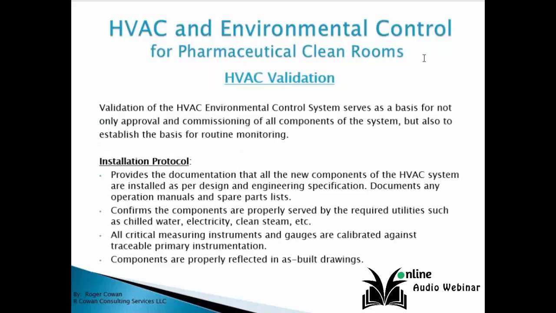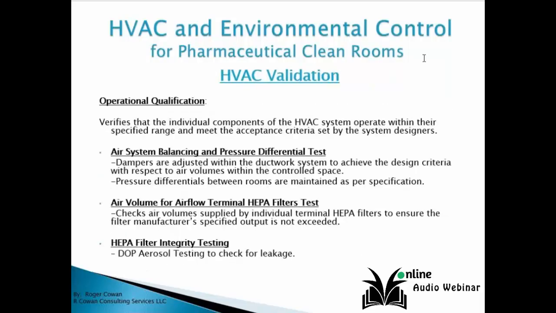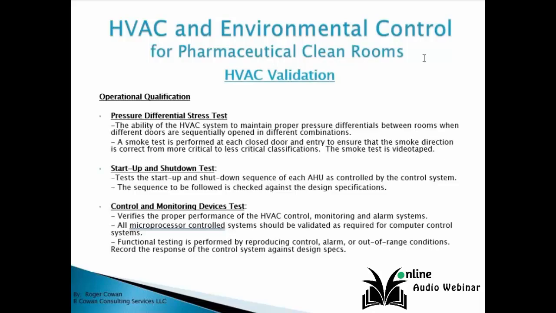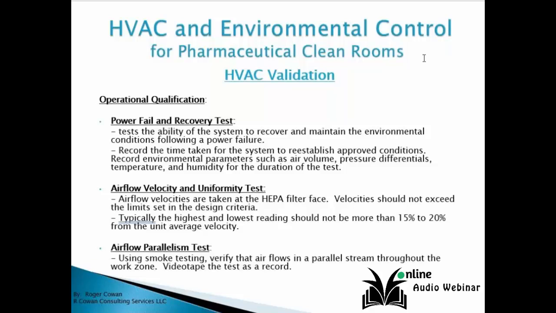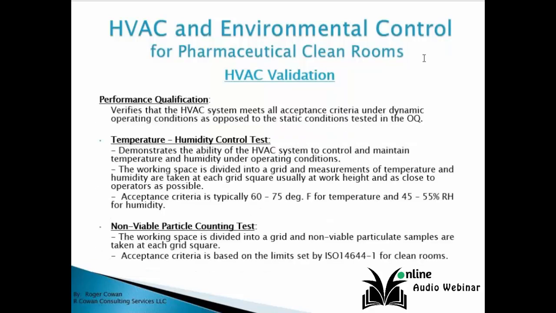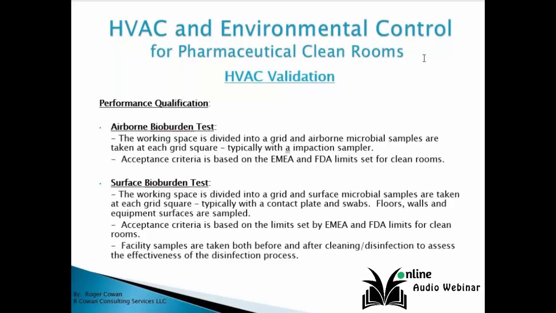Okay, so we've talked a lot about HVAC and the different controls. How do you validate your HVAC system? It verifies that the individual components of the HVAC system, there's a pressure differential stress test. Also, you'll want to do a power failure and recovery test. So those are OQ tests. You'll want to go to the PQ. As part of the PQ, you'll also want to do an airborne bioburden test.